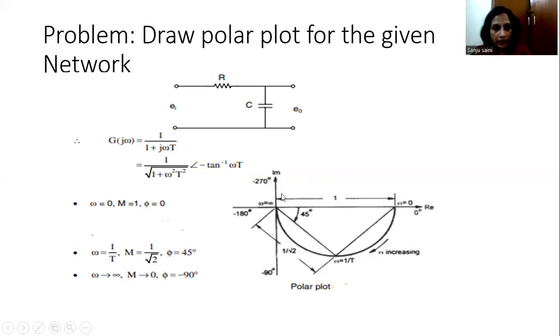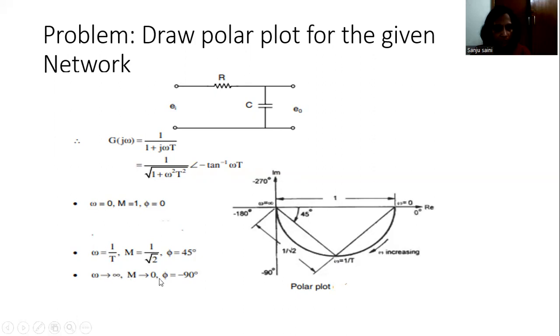Then we'll draw the phasor plot. Here it is ω equal to 0, and here we take a phasor having a magnitude equal to 1 and phase equal to 0. At ω equal to 1 by T, magnitude is equal to 1 by root of 2 and phase is 45 degrees. So positive phase is taken in the counterclockwise direction. So this is 45 degrees and it has a magnitude equal to 1 by root of 2.